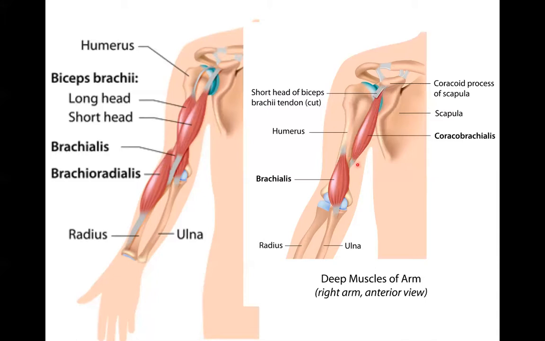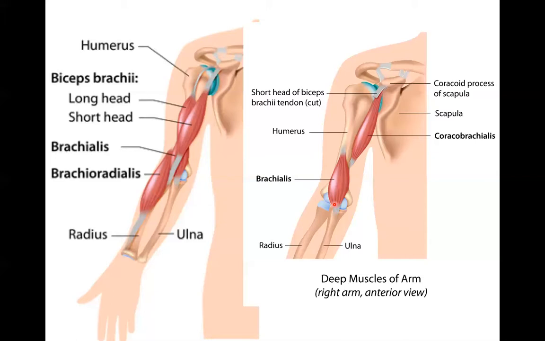And right about where coracobrachialis has its insertion, this is where another muscle, brachialis, has its origin. So it originates about halfway down the humerus, and it inserts on the ulna. It's covering the shaft of the humerus here, so it's deep to biceps brachii, and this one only crosses the elbow, so brachialis can only contribute to flexion of the forearm at the elbow.